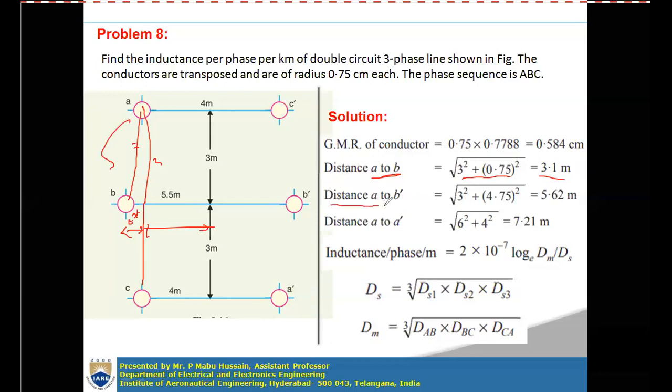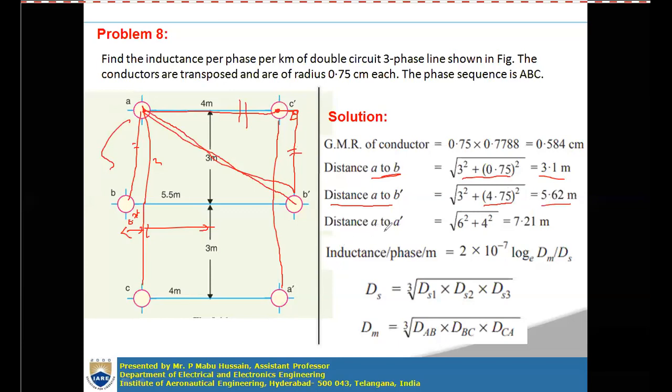In a similar way, the distance from A to B dash, from here to here, you can calculate. Vertically you have to consider like this. From here to here it is 4 meters, and from here to here 0.75, so 4.75 will be the distance from this point to this point. So 4.75 whole square plus 3 square gives the distance from A to B dash, which is 5.62 meters.